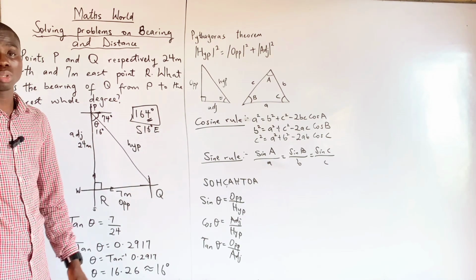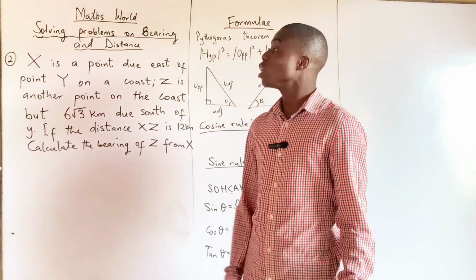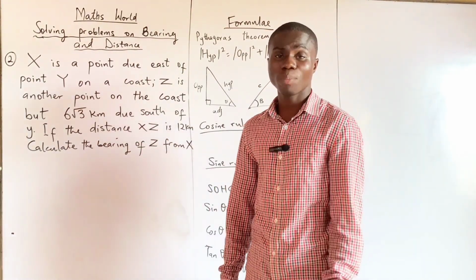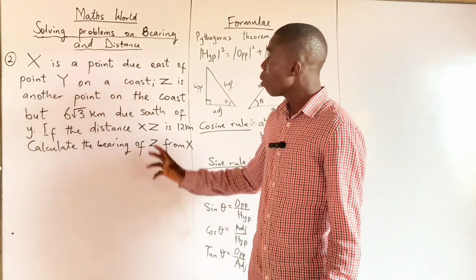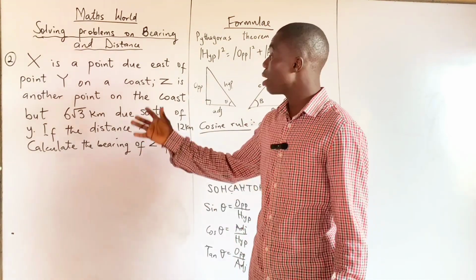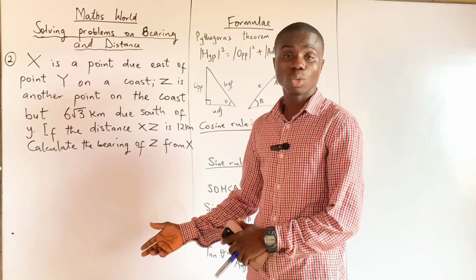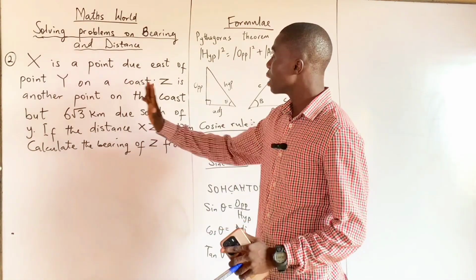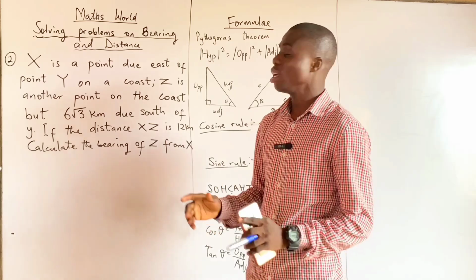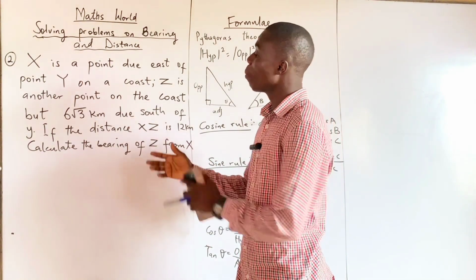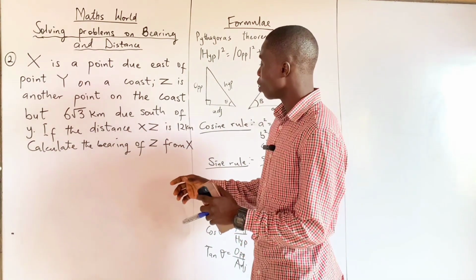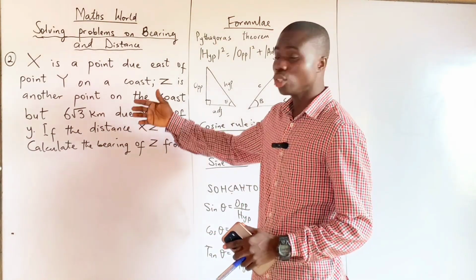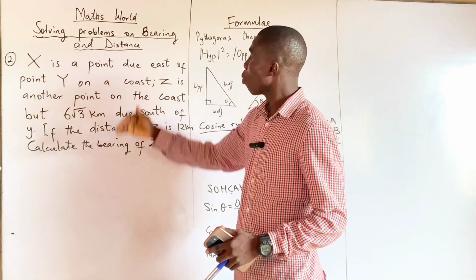Let's move to question 2, the second question on bearing and distance. Seeing this question, you may think it is complicated, but it is not. My advice is that whenever you see any math problem like this, don't think it is complicated. Just make sure you start from somewhere. Read and understand, read and interpret one after the other. Don't just jump into it or rush yourself. Nobody is chasing you. You can just do it from one point to another.